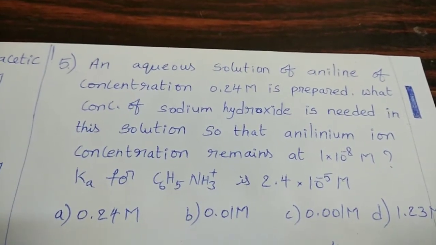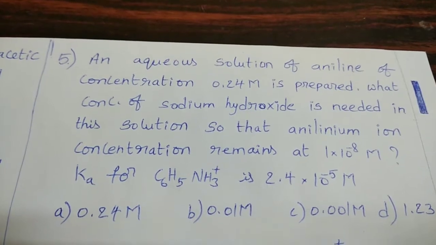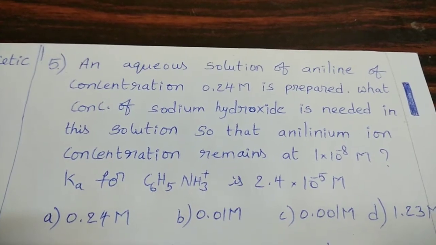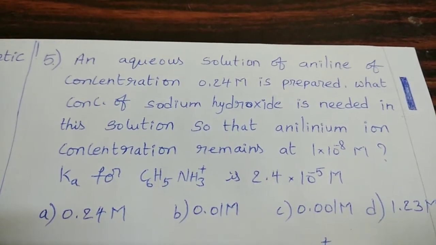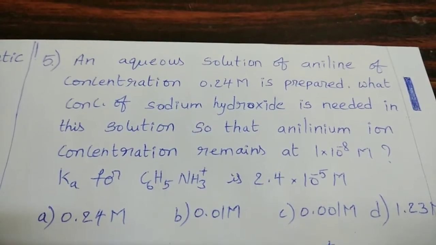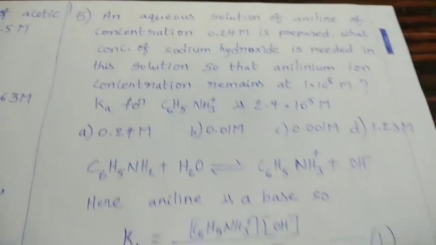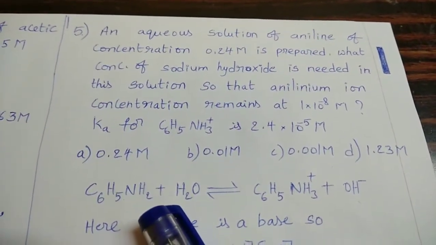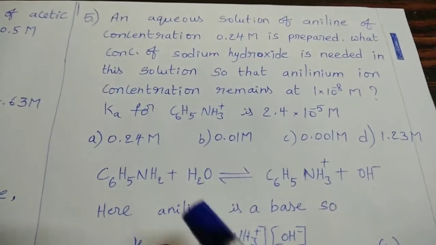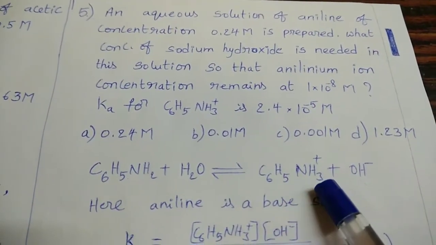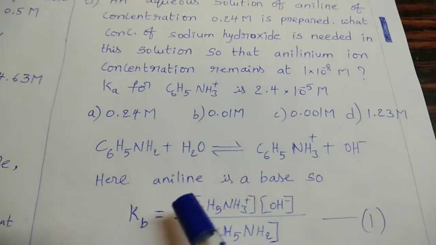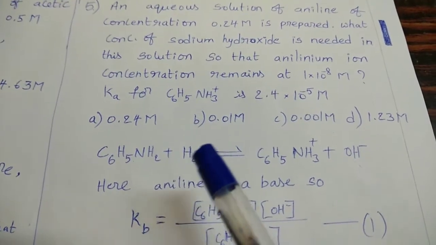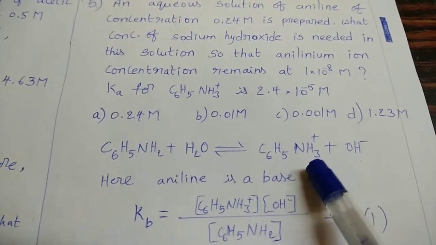Okay, so for anilinium ion Ka value is given. We should calculate the concentration of sodium hydroxide required for this anilinium ion to maintain the concentration 1 into 10 power minus 8 molar. Say this is the reaction: aniline C6H5NH2 plus H2O gives rise to C6H5NH3 anilinium ion plus OH minus. Here aniline is a base, that means it can accept a proton from water. That's why we can get anilinium ion.